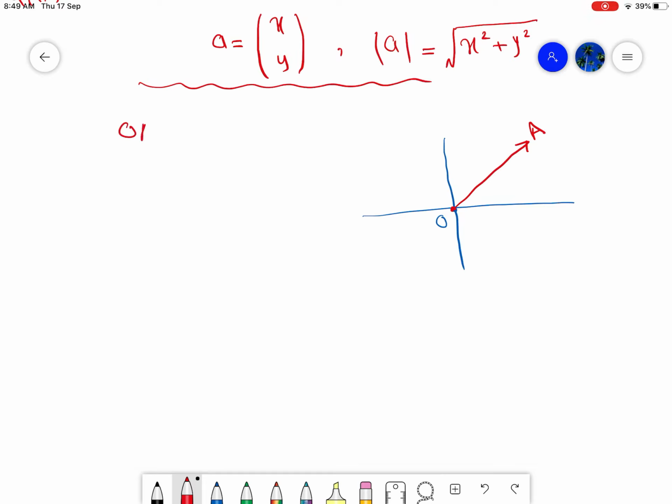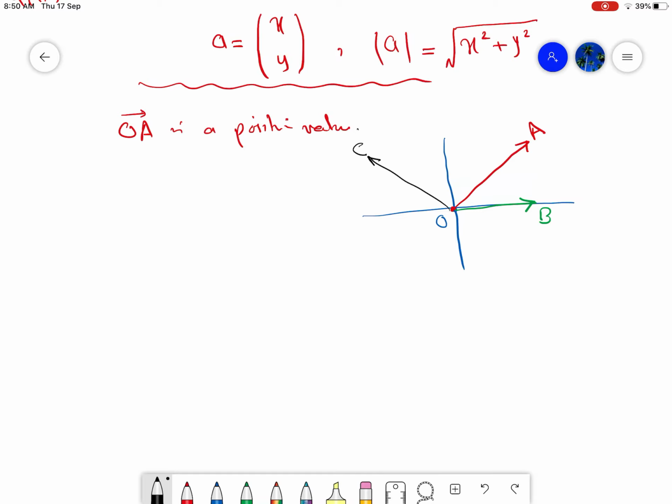So OA is a position vector. Similarly, if you draw another one here, say for example, this is B, then OB is a position vector. If you draw another one in another direction, say this is C, OC is also a position vector. Because all these vectors originate from the origin of this set of axes, they are known as position vectors. Position vectors are very useful.